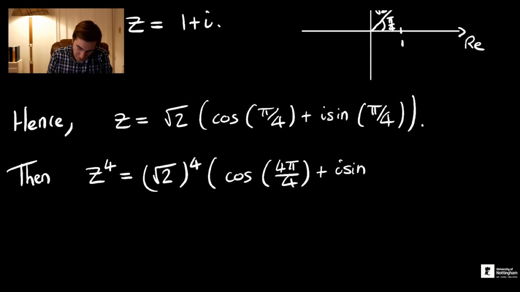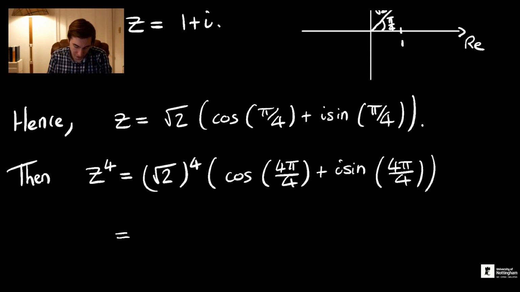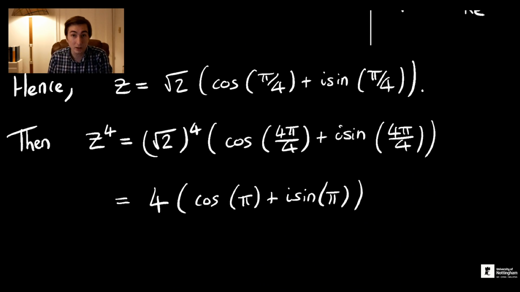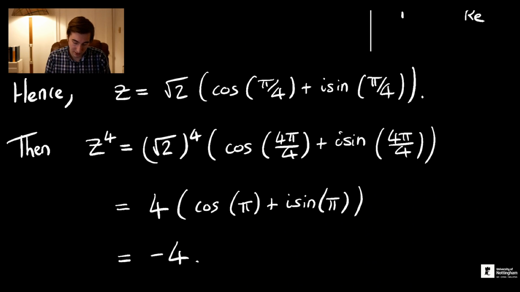So I can take that power of 4 into our sine and cosine pieces. Root 2 to the power of 4 is simply going to be 2 squared, which is the same as 4. So I get 4 times cosine of pi plus i sine of pi. Cosine of pi is minus 1, sine of pi is 0, and 0 times i is 0. So in other words, I've got 4 times minus 1, which is minus 4. So that's a way of calculating, from this complex number z, what z to the power of 4 was.